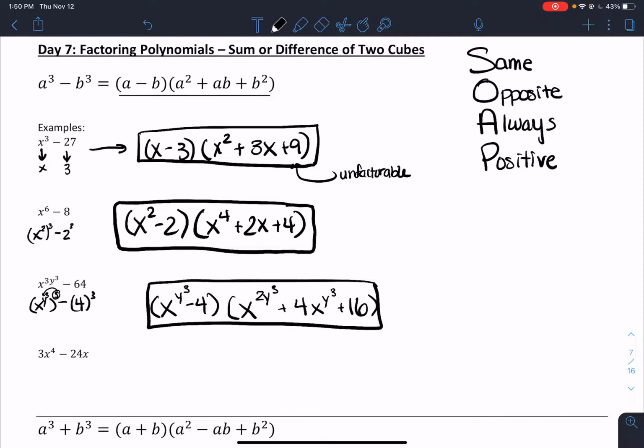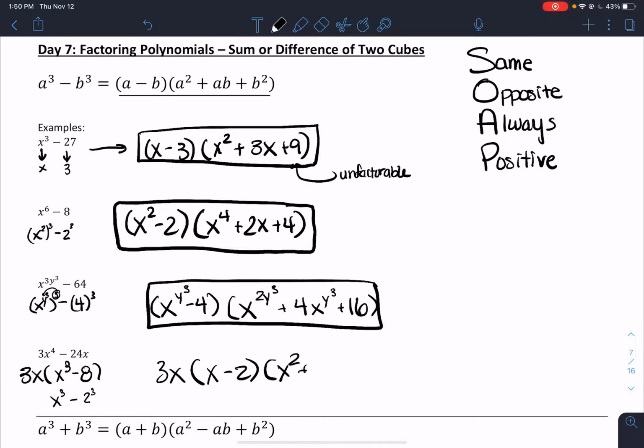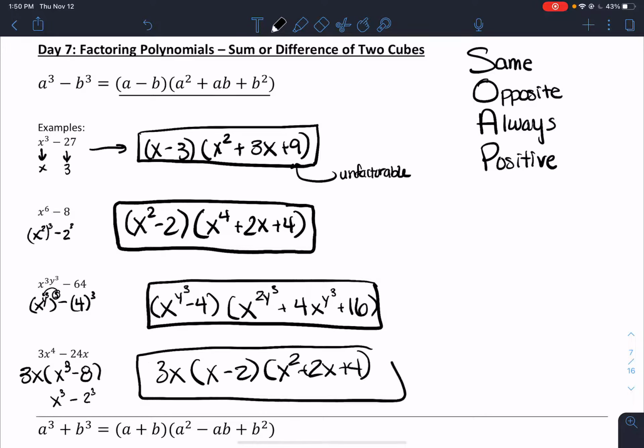Lastly here, we should always check for a GCF. Here we have 3x to the 4th minus 24. Both of these have a factor of 3, so we should start with that, and that'll give me x cubed minus 8. x cubed, so that's just x cubed, and then minus 2 cubed, right? So now I'll have 3x, because that's the GCF I took out, and then I'll have x minus 2 times, which we've already kind of done this problem, right? It'll be x squared plus 2x plus 4.